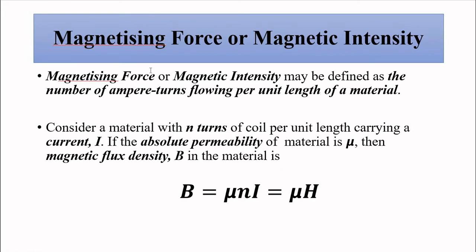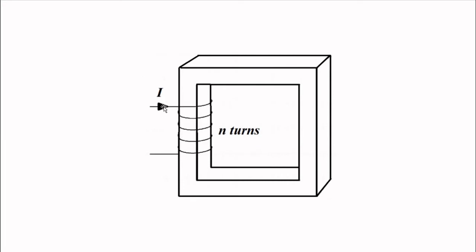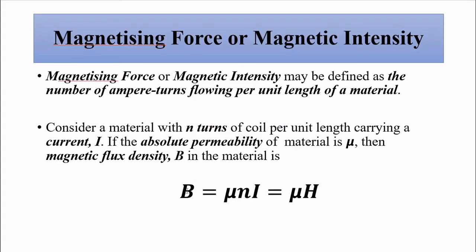So first, magnetizing force is equal to the product of the number of turns of wire multiplied with the current flowing through the wire. Then the magnetic flux density, capital B, is equal to permeability mu multiplied with the magnetizing force or magnetic intensity, capital H. So the three parameters which we have discussed until now, magnetic flux density, magnetic permeability and magnetizing force, are interrelated by this equation. So this is magnetizing force or magnetic intensity.